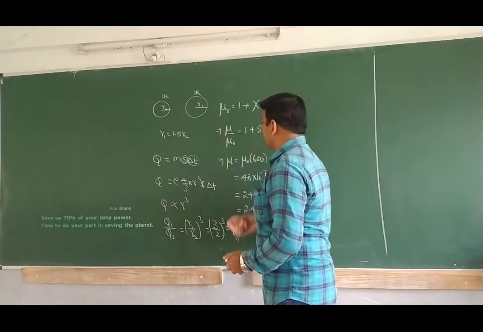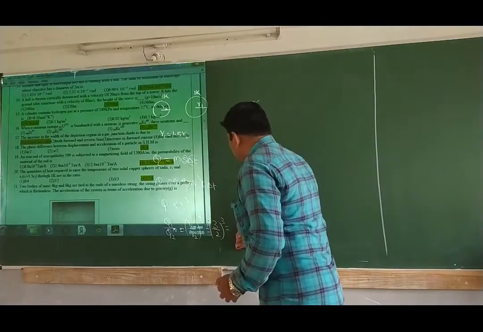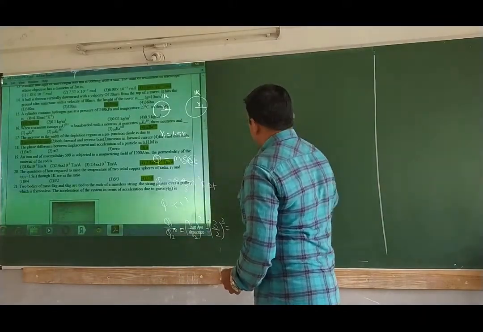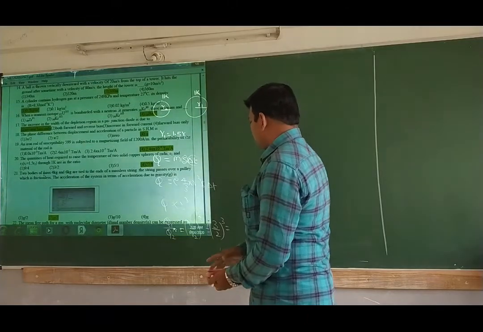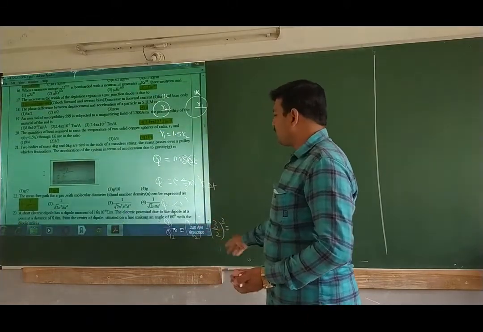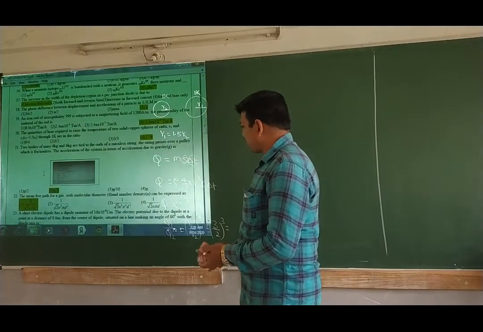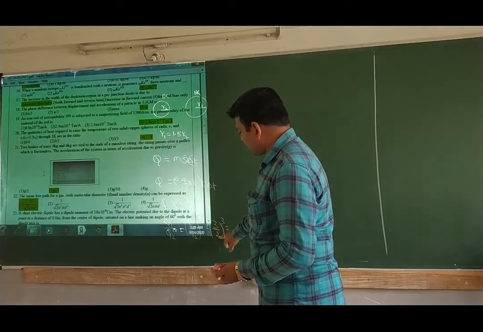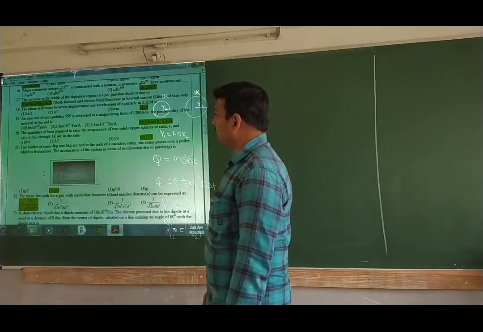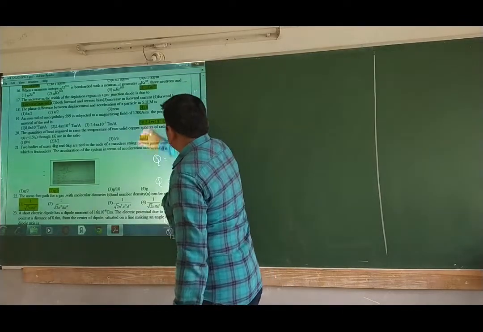Please check what is the answer given. So 27 by 8 will be the right answer for this question. So R1 by R2 whole cube is there. Whole cube is 27 by 9. Sorry, 27 by 8. Next one. 21, you see. 21st question.